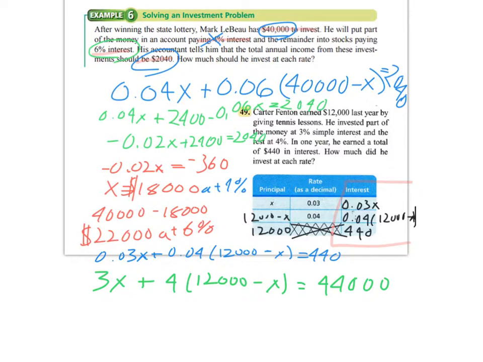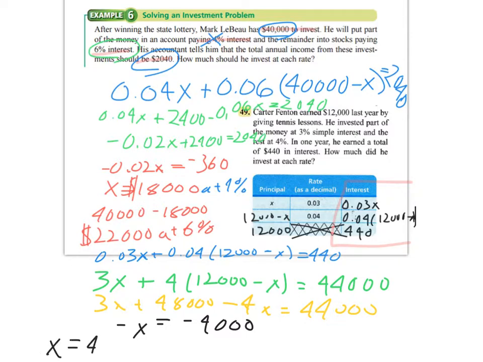We would have to distribute the 4, so we would have 3x plus 48,000 minus 4x equals 44,000. Now I'm running a little bit short on space, so I'm just going to do two things at once here. I'm going to combine the x's on the left and subtract the 48,000 from both sides. So negative x would equal negative 4,000, because 44,000 minus 48,000 would be negative 4,000. And then this one works out pretty easily as far as x equals 4,000.